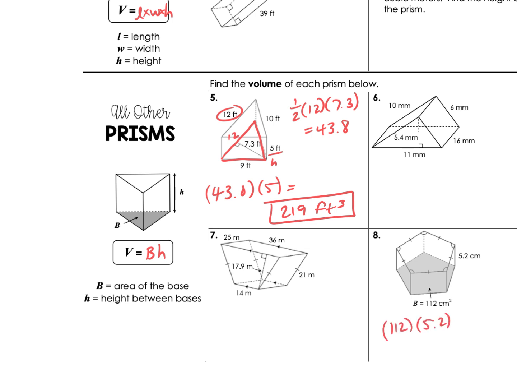So again, I'm not going to ask you to calculate anything other than a rectangle, triangle, or trapezoid. Other than that, I will do like I did on number 8. I will give you the base area, and then you'll just multiply by the height. Okay? So that's going to be 582.4 centimeters squared. Yes, thank you. Sorry, cubed.